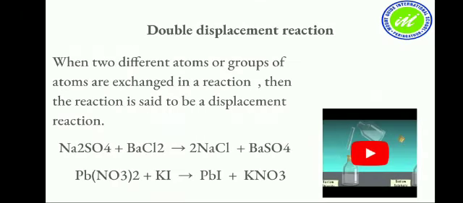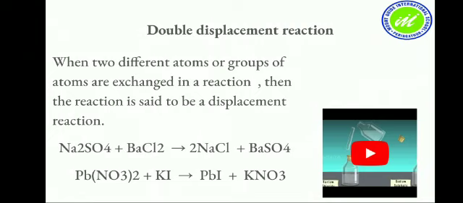Next we will discuss the fourth type of chemical reaction, double displacement reaction. The first one is single displacement: only one ion moves and it removes copper from its metal compound. But here both the ions get interchanged.